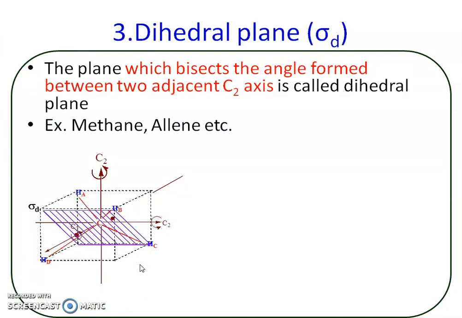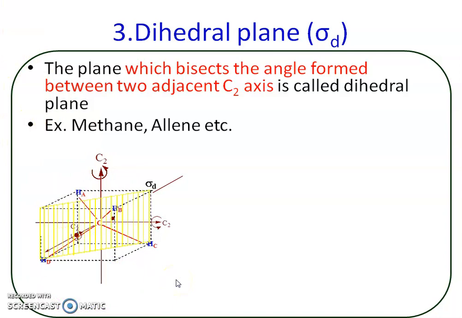Now next, the fourth dihedral plane is here, which is passing through hydrogen B, hydrogen C, and carbon. It also bisects the two C2 axes, and at the same time there is a reflection between HA and HD. HA and HD will be reflected, their positions will be exchanged, and after reflection we get an equivalent structure.